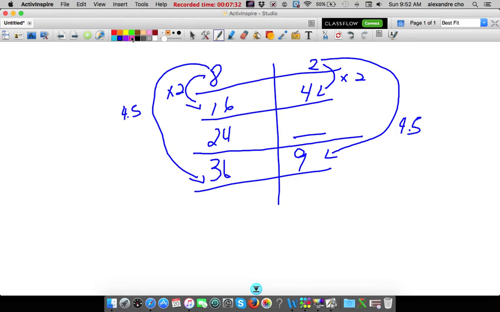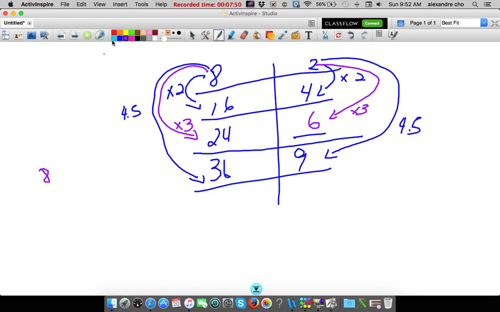So how does the 8 become 24? I'm sorry, it's a times 3 relationship. So therefore on the other side it has to be a times 3 relationship, which gives you 6. That's one way of doing it.